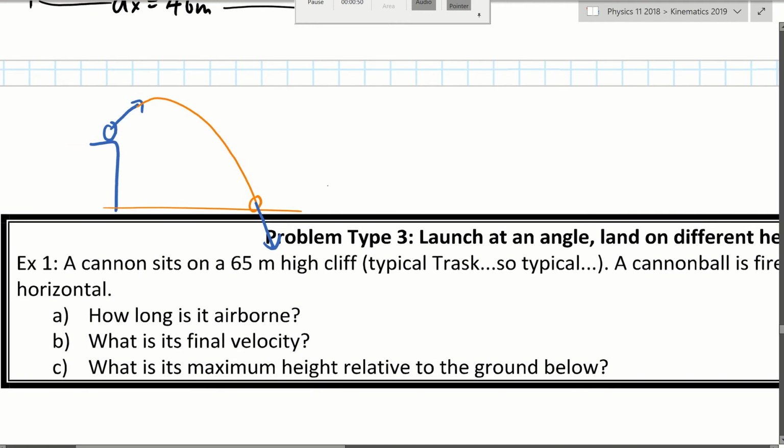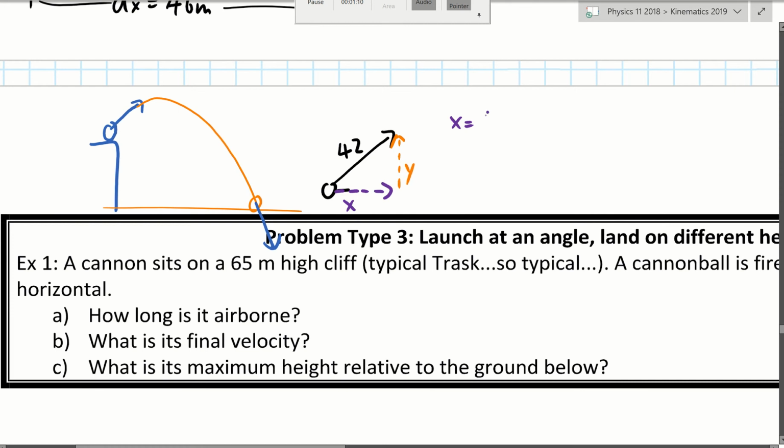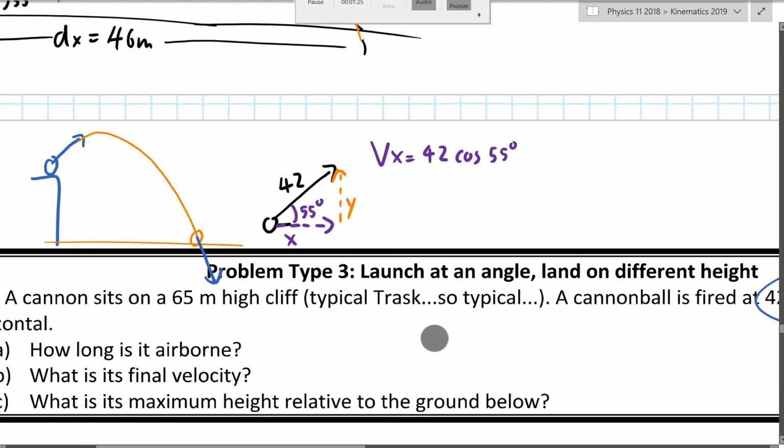So we want to use that information to immediately break that into components. We have 45 meters per second, and we are now going to have two components to worry about, the x component and the y component. So the x component is going to be 45 times the cosine of the angle, which is 55 degrees. So cosine 55 degrees, and this will be your vx, your velocity in the x direction.